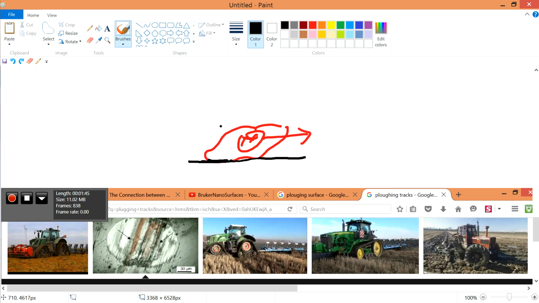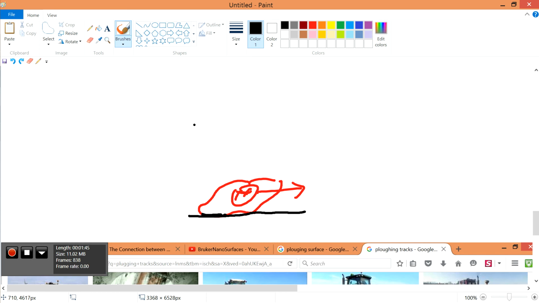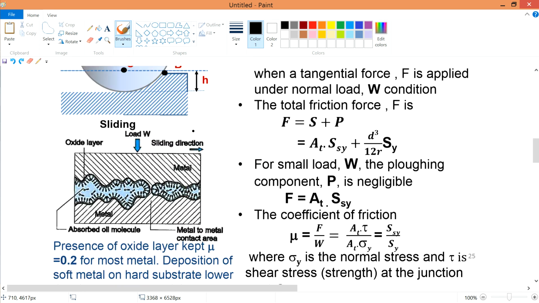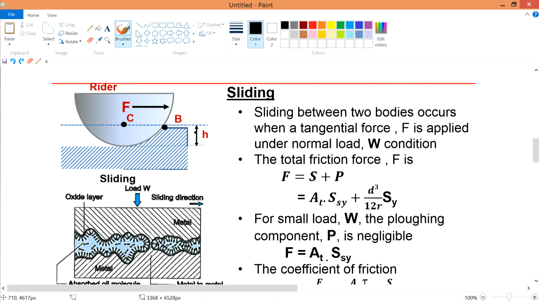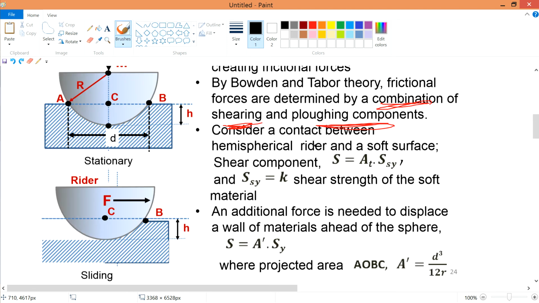So I think you kind of know what I'm trying to say already. It's trying to shear away some portion of the floor, although I'm being super exaggerating, but at least you get the meaning of the combination of plowing and shearing. Later on you'll see that the total friction force is considered together with the shearing and the plowing: P for plowing, S for shearing. But before going into that, let's continue.